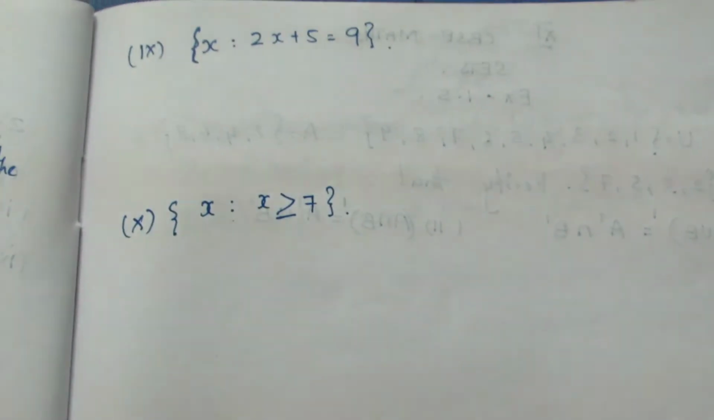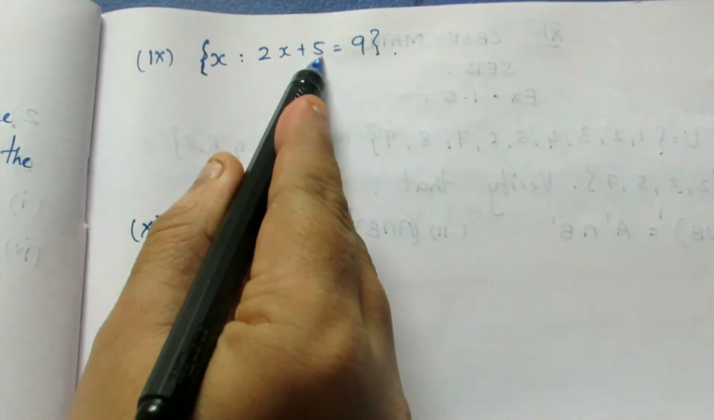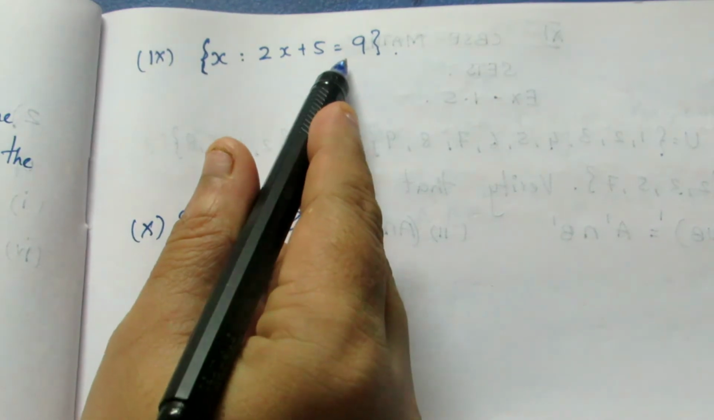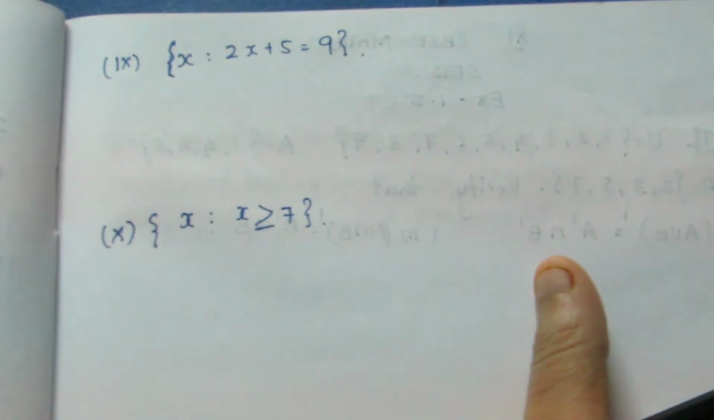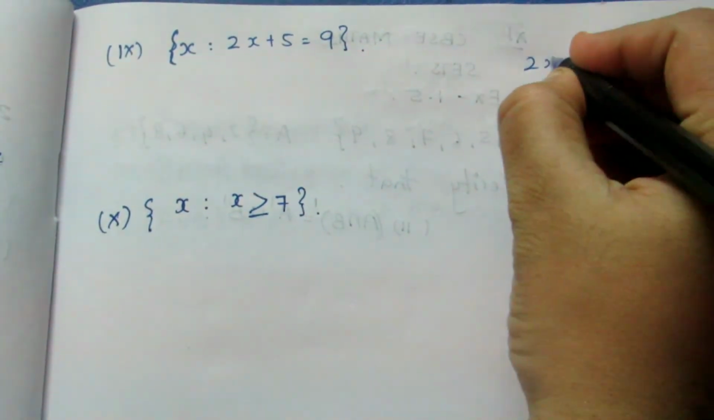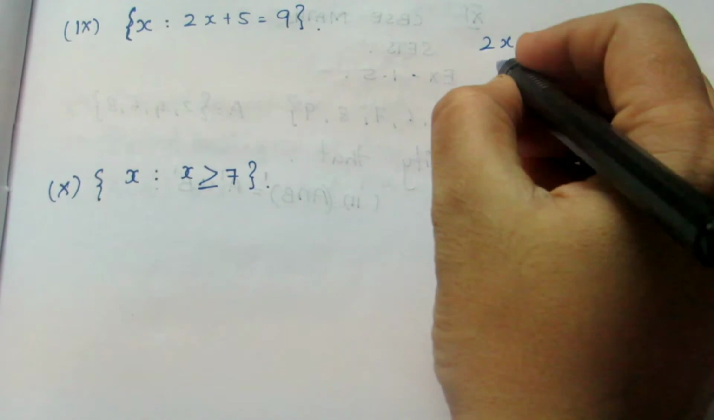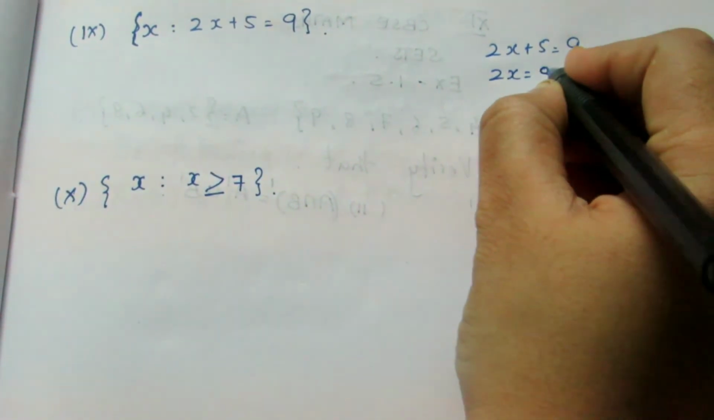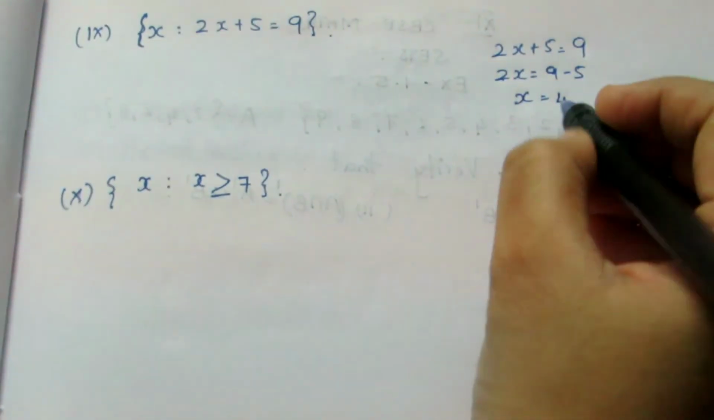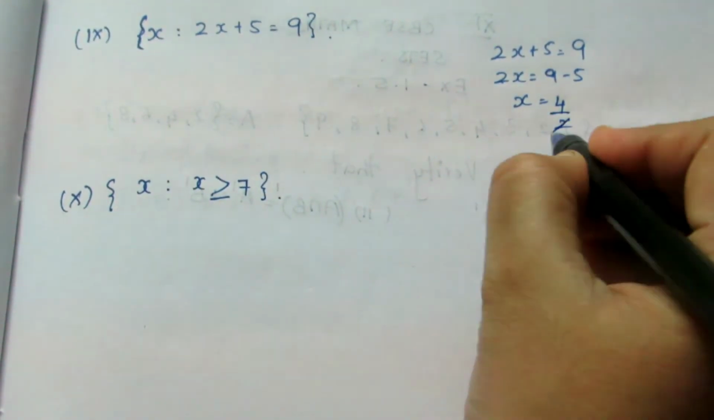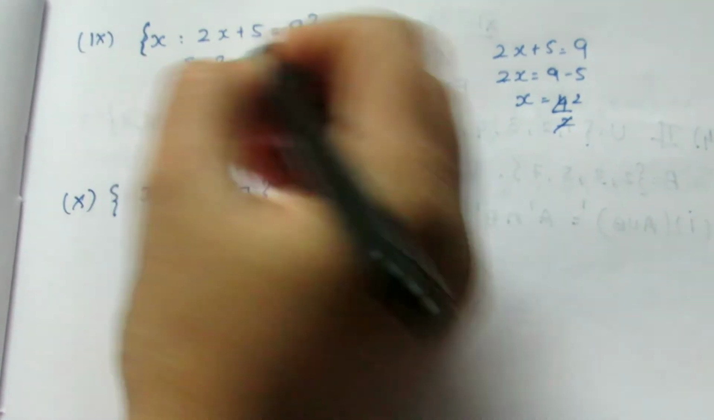Now we'll move on to the ninth one. They have given that x such that 2x plus 5 equals 9. We need to find the x value because they have given an equation. So 2x plus 5 equals 9. If we solve, 2x is equal to 9 minus 5. This is nothing but 4. If I bring this number to the other side, it is in multiplication, so it comes as a divide. So x will be equal to 2. So the given set is 2.